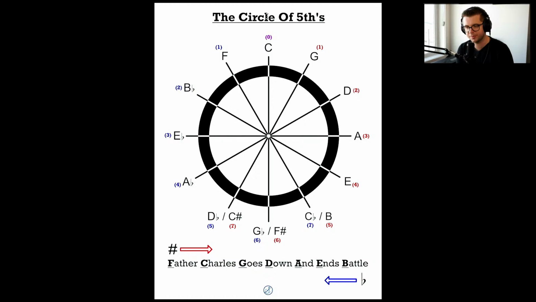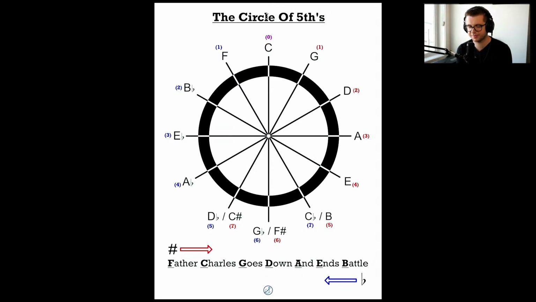This means that F sharp is the key signature. That is the first word of the sentence. Father Charles goes down and ends battle. And you can continue this pattern all the way through. D major has 2. This means that Father Charles, F and C. A has 3. Father Charles goes. E, Father Charles goes down. B, Father Charles goes down and you can continue on, so forth.